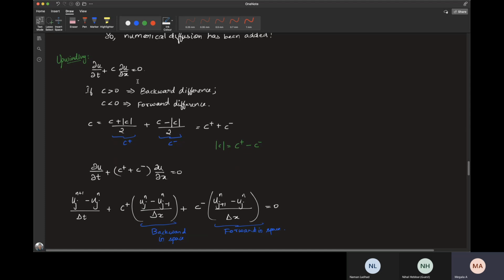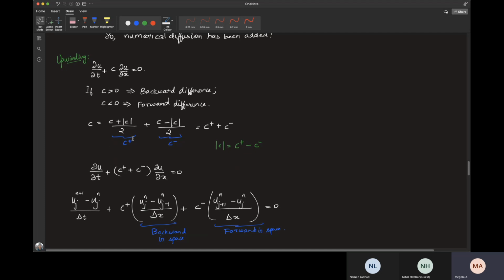Now c need not be constant for any physical problem. C can also vary in your physical domain. So in that case, will you go for forward differencing or backward differencing? When c switches sign inside your physical domain, you need to switch your scheme as well, depending on the sign of c.